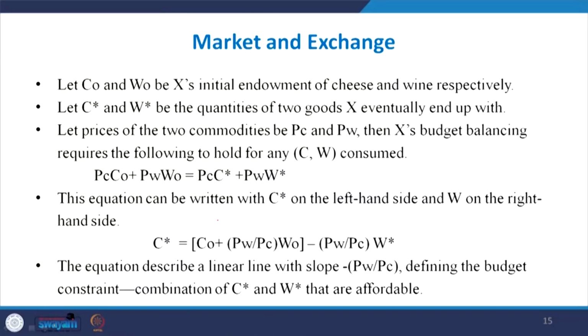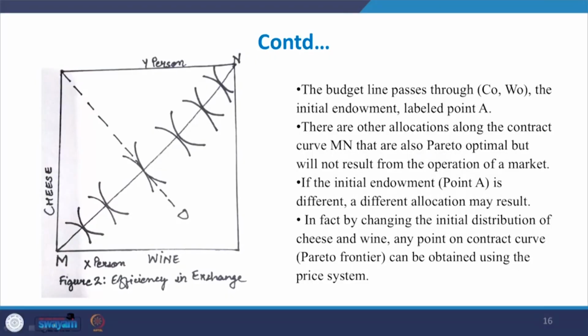Then we can convert this equation in terms of the quantity of cheese that is actually received by person X after trade, that is C star equals the bracket C0 plus PW divided by PC multiplied by W0, and that is actually the intercept of the line, and minus PW divided by PC, that is the slope of the price line or price ratio of the two products, multiplied by the quantity of wine actually received by consumer X after the trade.